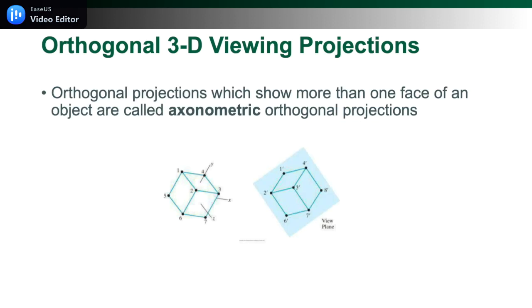Now there's a special type of orthogonal projection that is called axonometric orthogonal projections. In this, you still do the same thing as you project along parallel lines, but the object is oriented in such a way that you can see more than one face of it. So the symmetry is maintained in terms of parallel lines, but you can see more than one face of it.